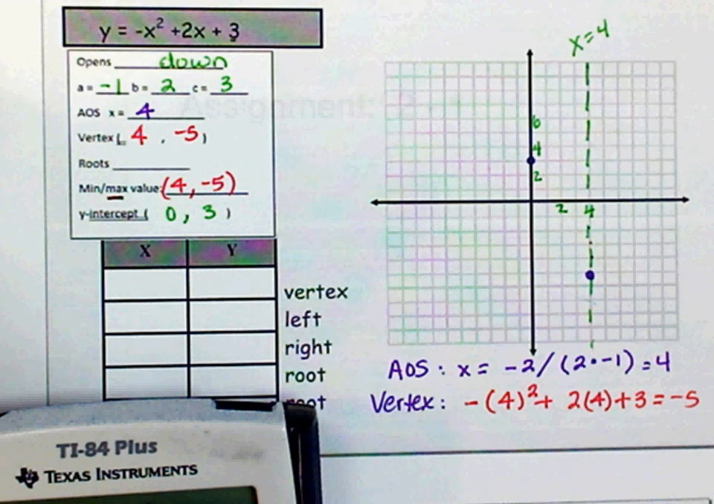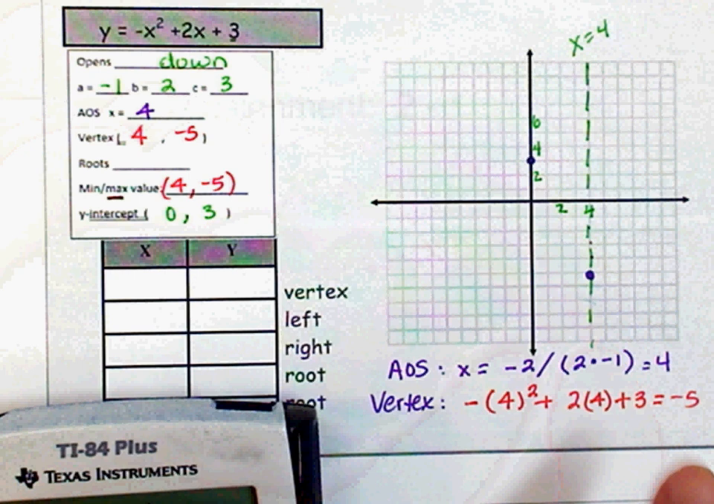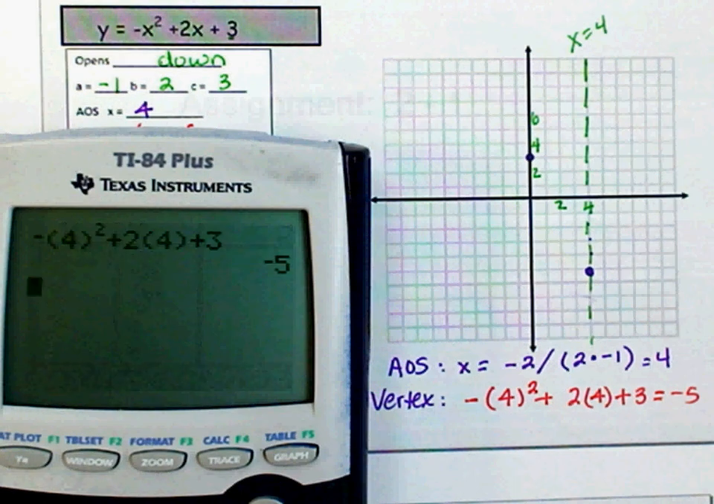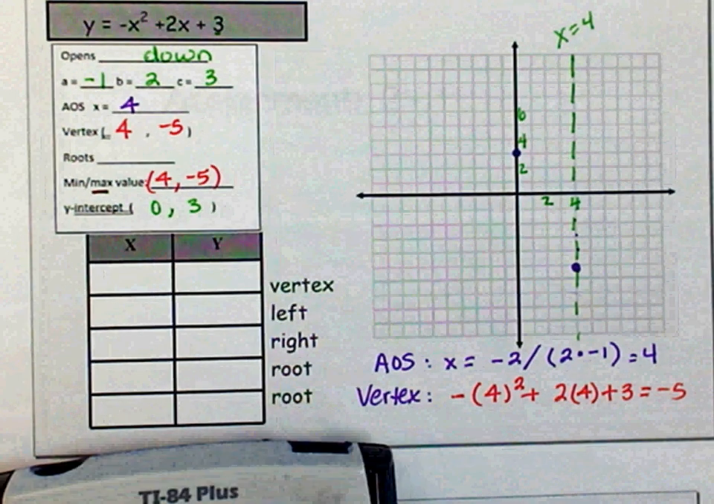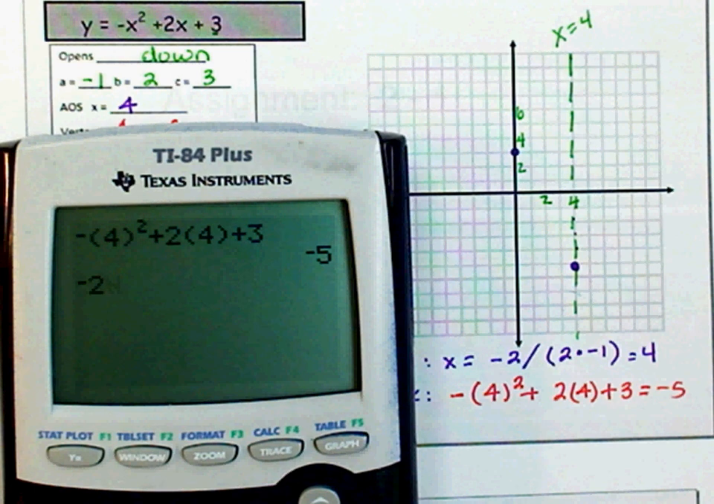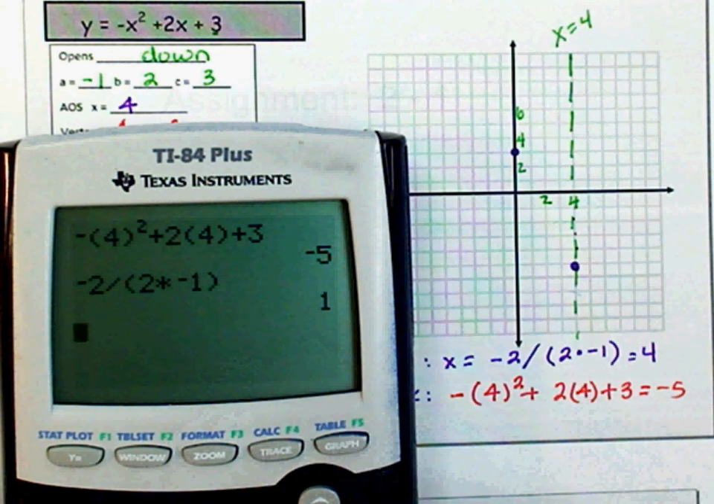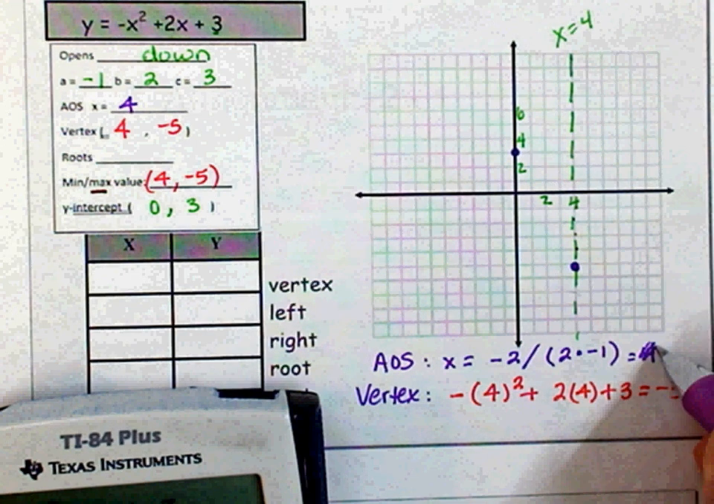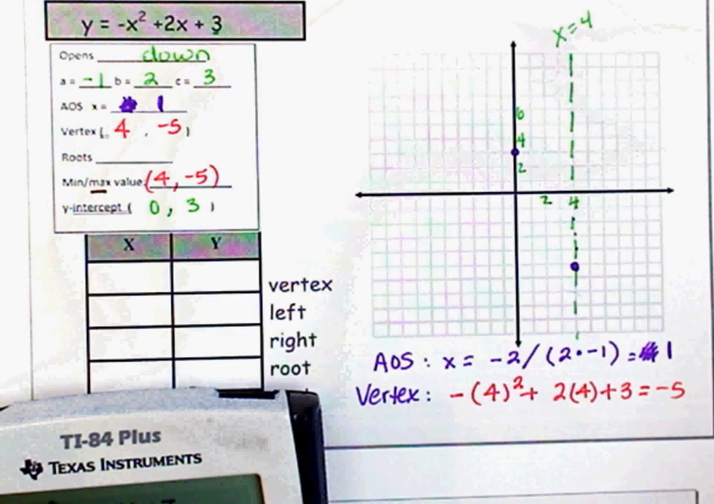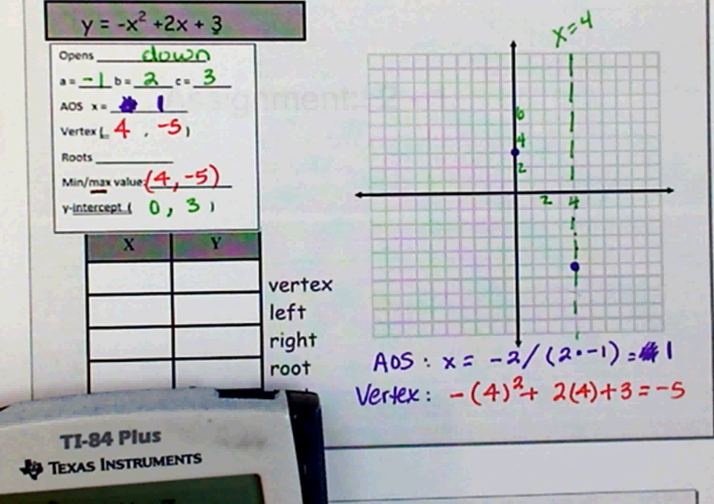Something is not right. We're supposed to open down. Let me check my math right here. Something is not right with that math, okay? That's -2 divided by parentheses, 2 times -1. That's actually a 1. I'm so glad we came back. That's a 1. There we go. Since that's a 1, I was like, something's not right.